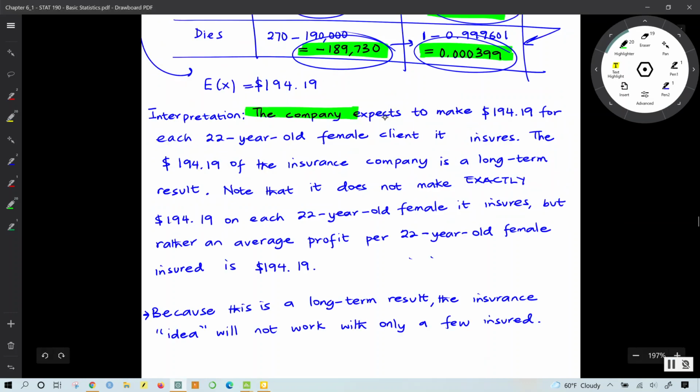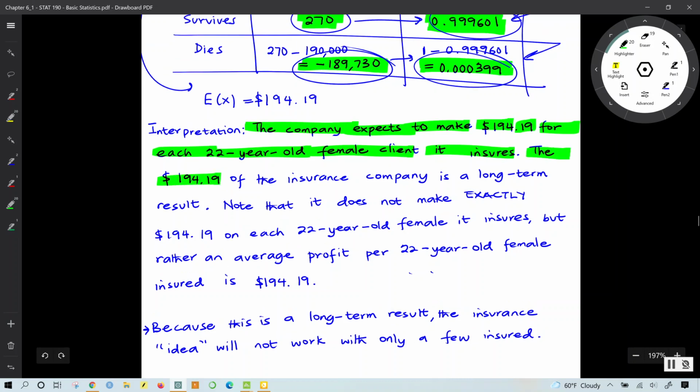The interpretation of this is as follows. The company expects to make $194.19 for each 22-year-old female client it insures. The $194.19 of the insurance company is a long-term result. This is very important to note.